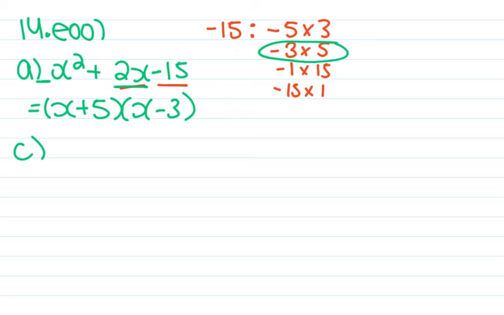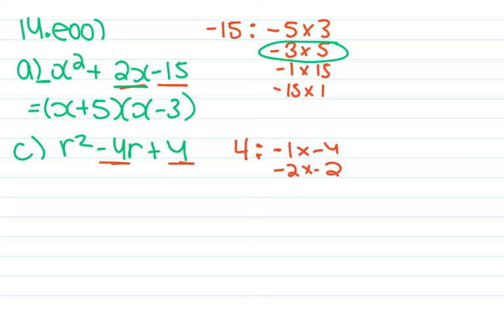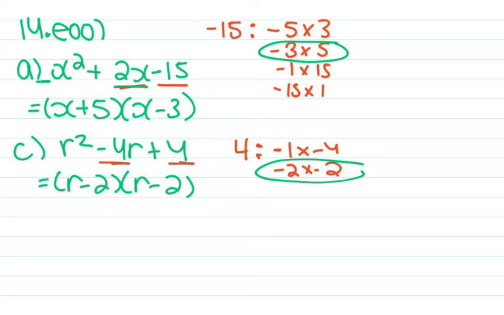Letter C. R squared minus 4r plus 4. So two numbers that multiply to 4 and add to negative 4. Because I need to add to a negative 4, the two numbers are both going to be negative, because two negatives multiplied together equal a positive. So my options are negative 1 times negative 4 or negative 2 times negative 2. Which combination adds to negative 4? Negative 2 and negative 2. So my brackets are going to be r minus 2, r minus 2. And I could rewrite that as r minus 2 squared.